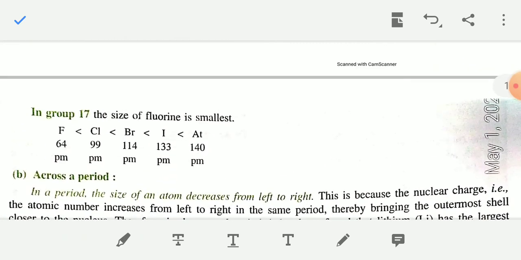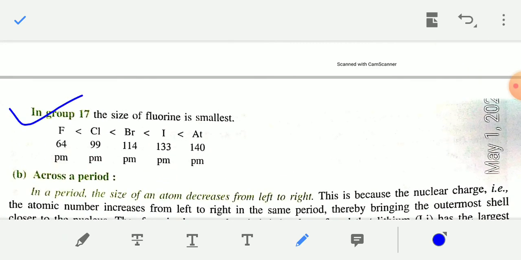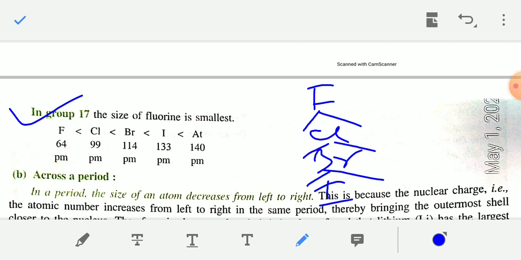Similarly in group 17, the elements are fluorine, chlorine, bromine, iodine, astatine. Okay, and down the group size of atom increases, that is fluorine is less than chlorine, less than bromine, less than iodine, less than astatine. Okay, because down the group new shells are added.